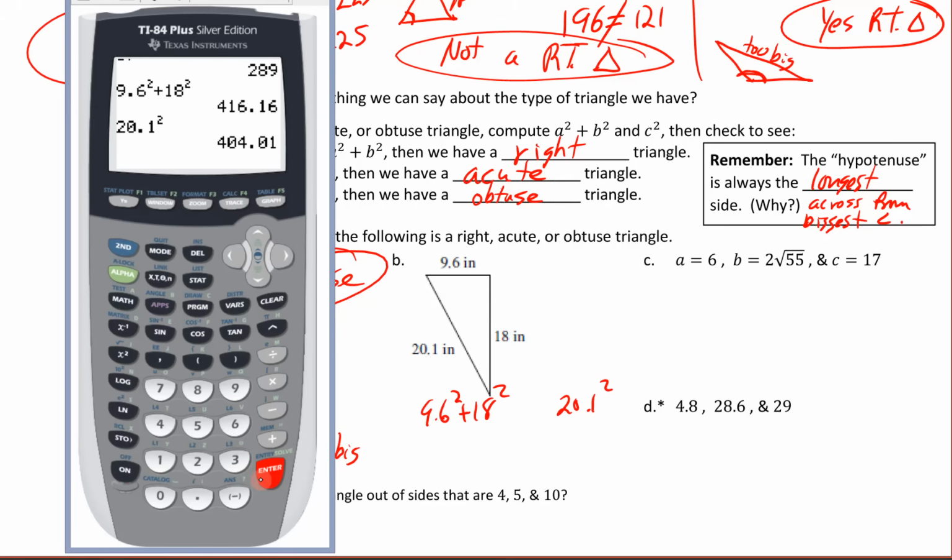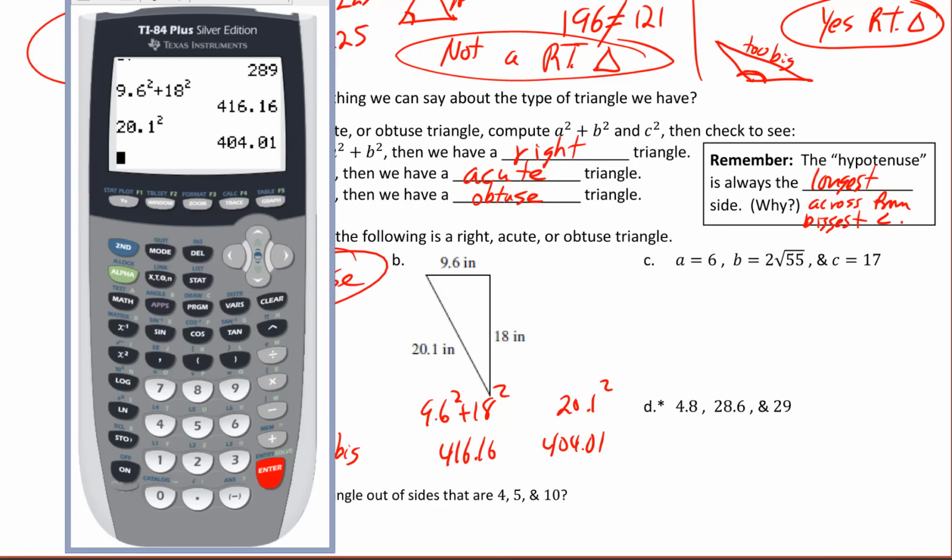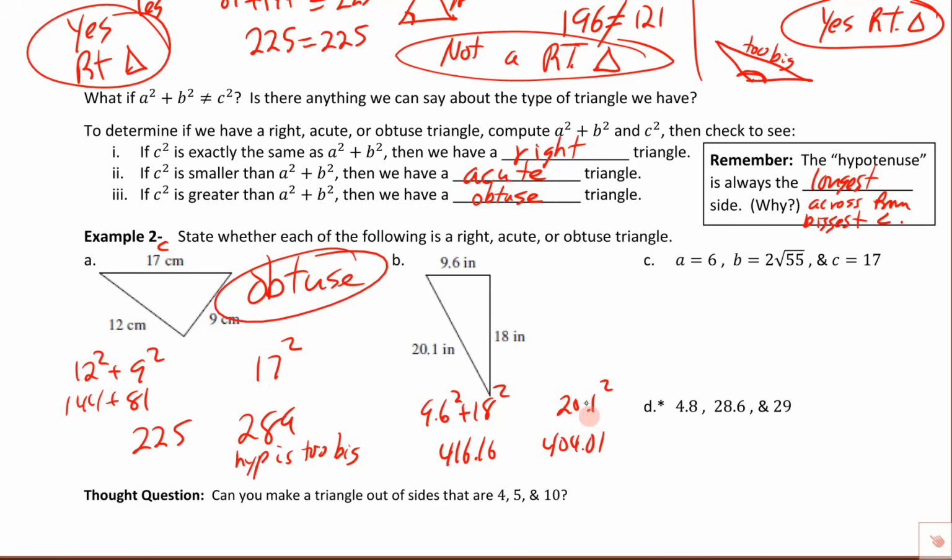404. Okay, so here's what we've got. This is 416.16. And the other one was 404.01, right? I think we had that right. Yep. Okay. So compare these. This is the hypotenuse. This is our hypotenuse. Okay. And compare it here. It's too small. It's not big enough to equal that. So it's too small. So this would be acute.